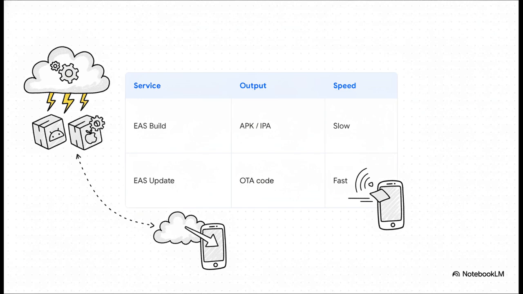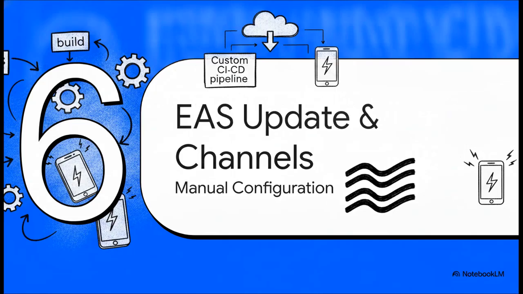EAS Update, on the other hand, is a whole different beast. It allows you to push over-the-air JavaScript and asset changes directly to your users' devices. This updates the app incredibly fast, without ever requiring them to download a new version from the App Store. Finally, Section 6, EAS Update and Manual Channels.